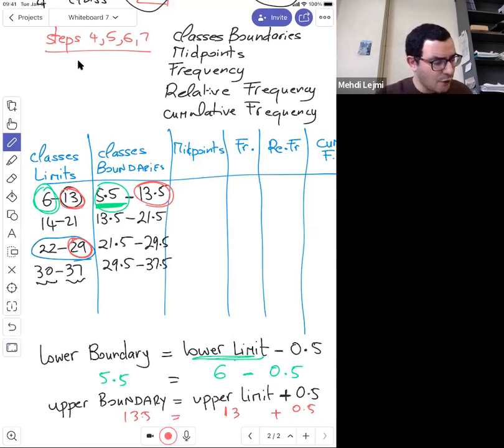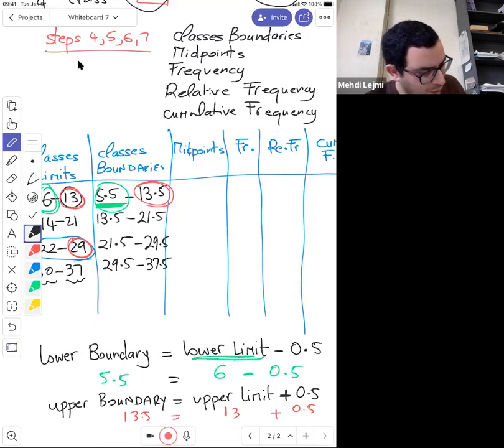Now, for the midpoints, we said that will be the average of your upper and lower limit. So what we do is we take the lower limit of the first class, which is 6, plus the upper limit, which is 13, and we divide by 2. We always divide by 2 because that's the average, the middle point of the interval. So 6 plus 13 is 19, 19 over 2 will be 9.5.